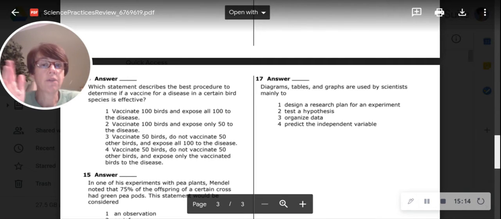All right. So we're going to have 100 people in our experiment. 50 of the birds, I shouldn't say people, birds. 50 birds get the vaccine, 50 birds do not. And then we expose all of the birds to the virus to see whether or not the vaccine works. So that's the best answer, number 3.